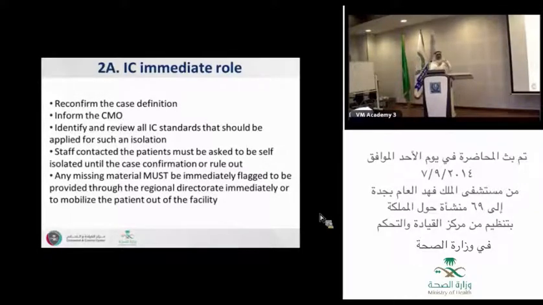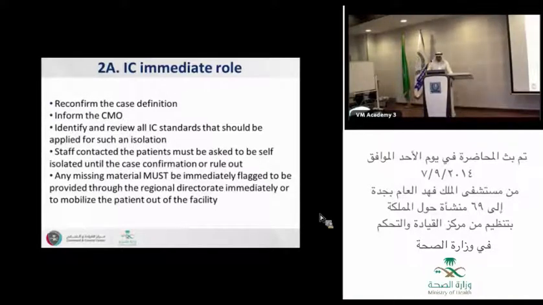Remember the discussion that Prof. Tariq mentioned, that we don't isolate the case at home, or Dr. Anis actually said it. Here we don't do self-isolation for cases. We do self-isolation for contacts who had contact with the patient before the case definition was applied properly, until the case is confirmed or ruled out.